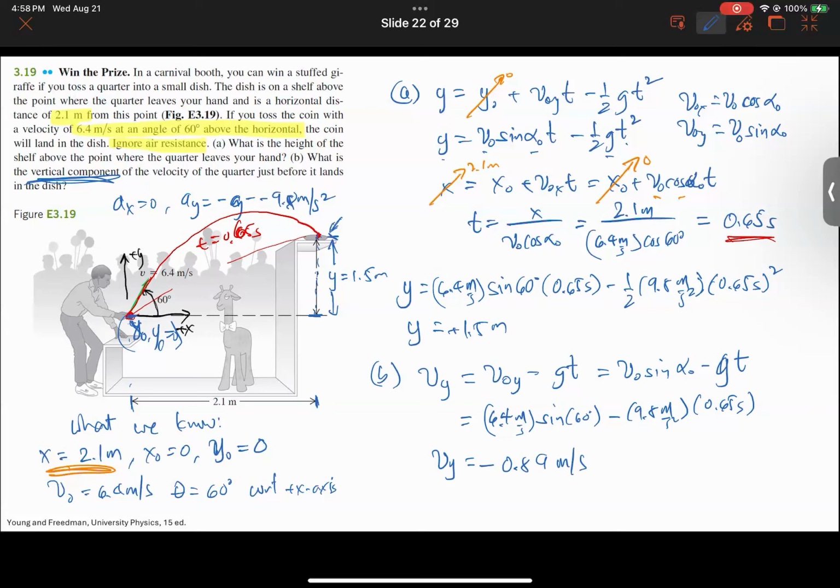Ang ibig sabihin nito, negative yung velocity along the y-axis. Ibig sabihin, pababa yung motion ng coin at this point. Yung component niya along the y-axis is downward. So tama lang itong dinowing natin na trajectory, kasi yung component ng velocity along the y-axis is downward. And tama lang din itong mga results na nakuha natin. Okay, so this solution makes sense.